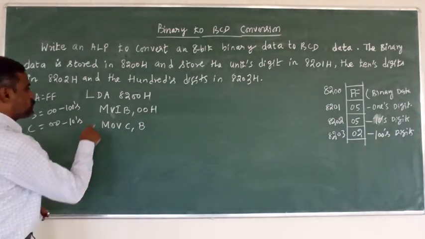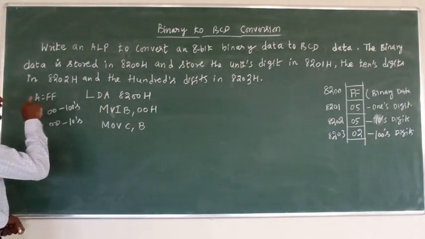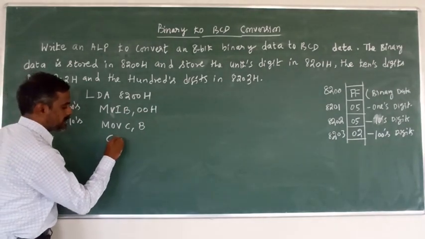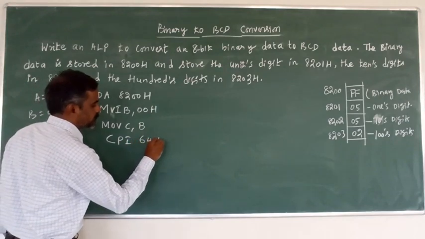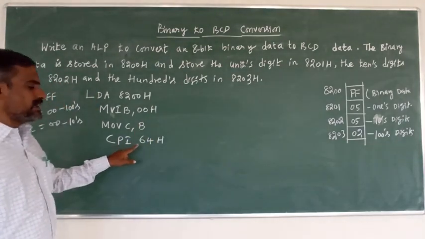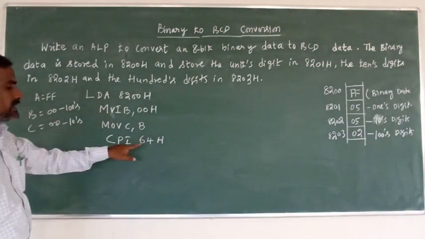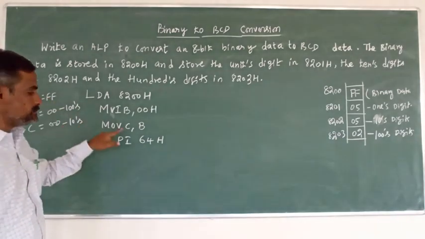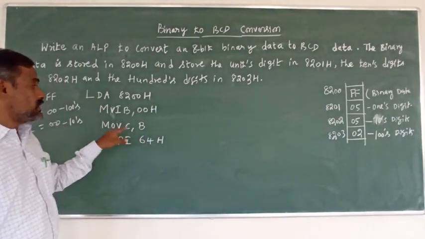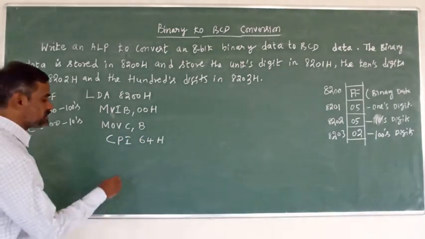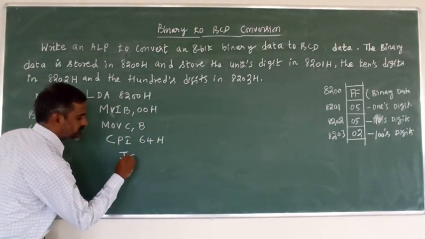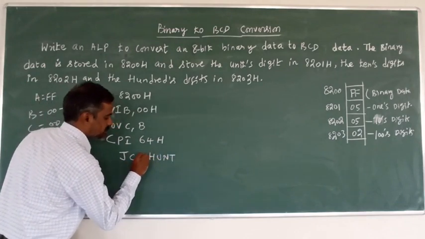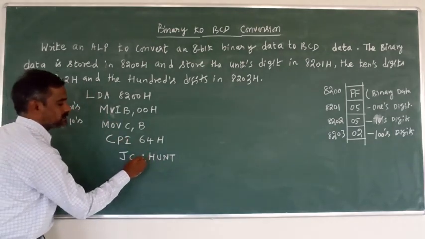Okay. Now the accumulator data is compared with the hundreds. For that we can use CPI 64H. Compare immediate means comparing the accumulator with the immediately given data 64. This is for 255. This is for 100. Now compare these two data and check whether the result is a carry or not. If the result is a carry, jump to this address location.